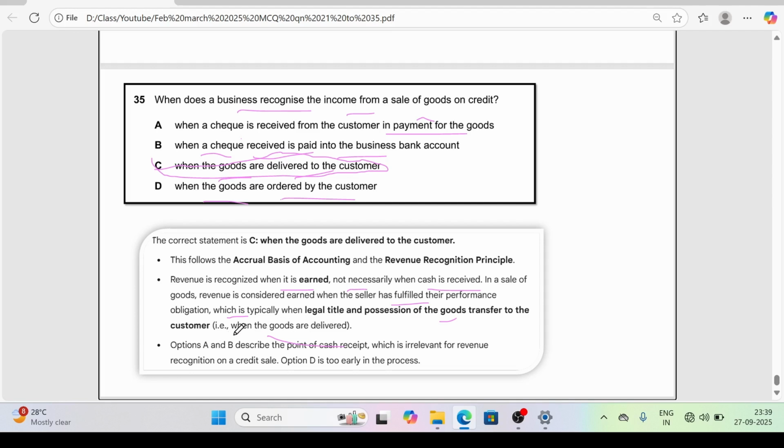Options A and B describe the point of cash receipt, which is not relevant for revenue recognition on a credit sale. Then option D is too early in the process, because the goods are only ordered by the customer, so it's incorrect. So the answer is C.